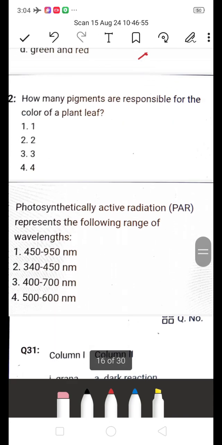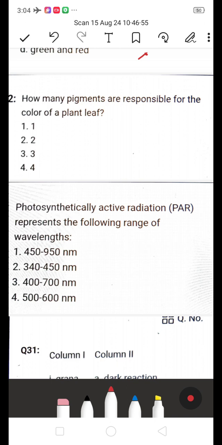Next one, how many pigments are responsible for the color of the plant leaf? 1, 2, 3, 4. The answer is 3 pigments. This is the right answer. 3 pigments are responsible for the color of a plant leaf. Whereas photosynthetically active radiation, PAR, represents the following range of wavelength: 450 to 950 nanometers, 340 to 450 nanometers, 400 to 700 nanometers, or 500 to 600 nanometers? The answer is 400 to 700 nanometers. This is the right answer.